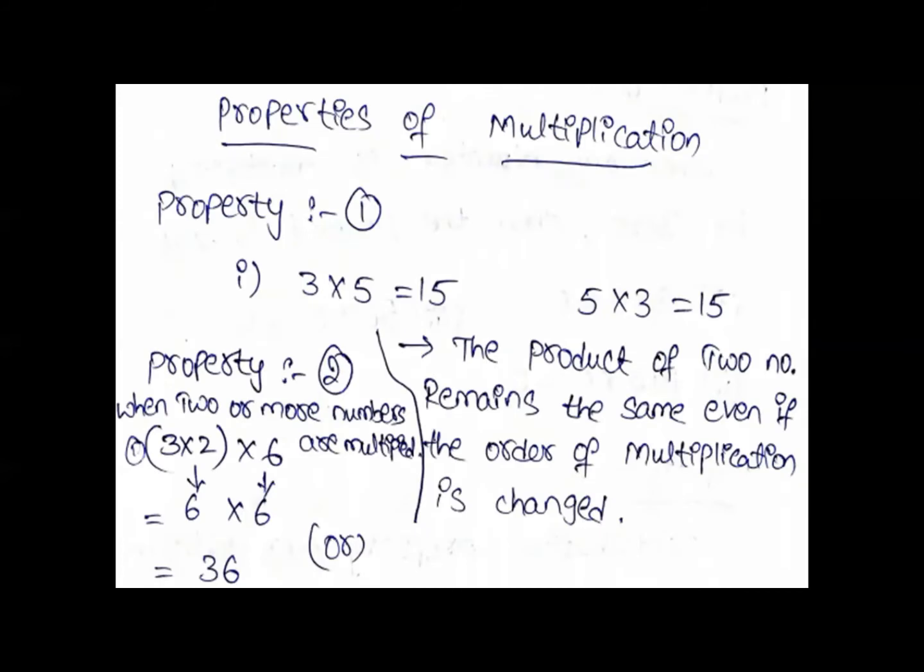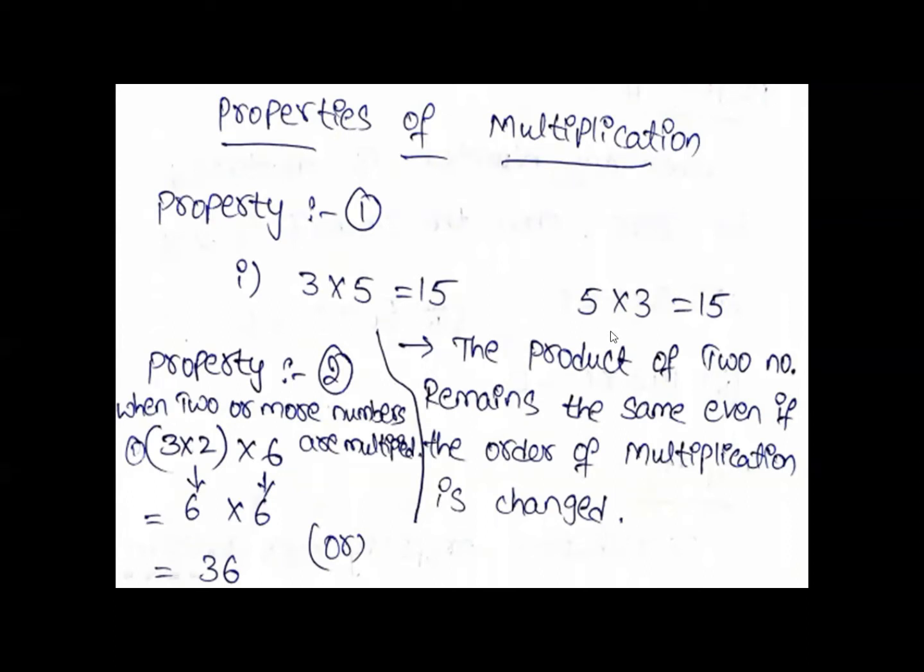Properties of multiplication. Now we are learning about property 1. 3 into 5 is equal to 15. 3 5s are 15. 5 3s are 15. Product of numbers remains the same even if the order of multiplication is changed. See here, 3 into 5 is equal to 15. 5 into 3 is equal to 15. Multiplication order is changed, but the product is the same.